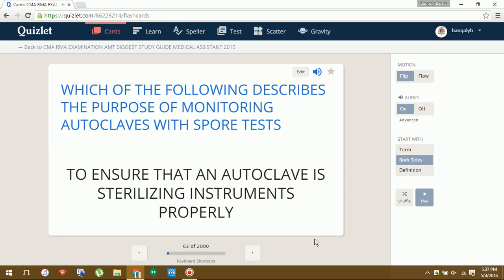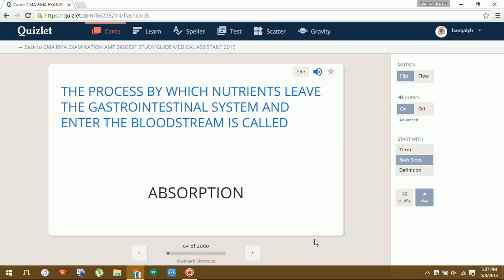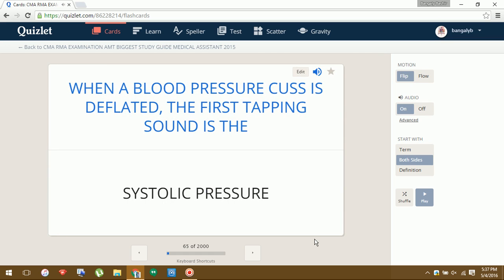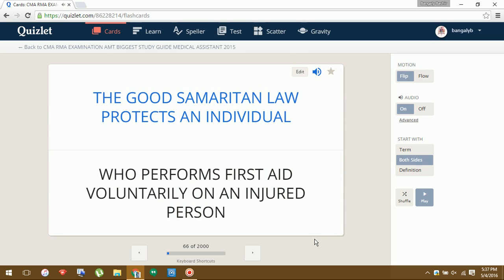Which of the following describes the purpose of monitoring autoclaves with spore tests? To ensure that an autoclave is sterilizing instruments properly. The process by which nutrients leave the gastrointestinal system and enter the bloodstream is called absorption. When a blood pressure cuff is deflated, the first tapping sound is the systolic pressure. The Good Samaritan law protects an individual who performs first aid voluntarily on an injured person.